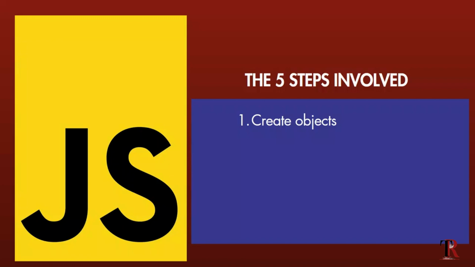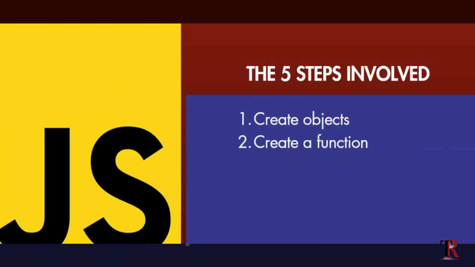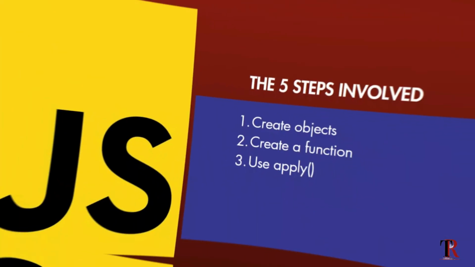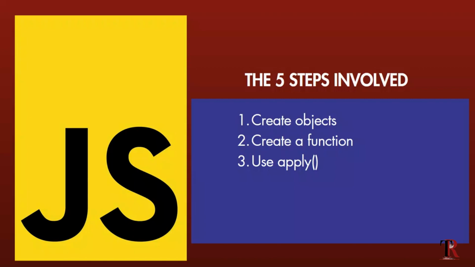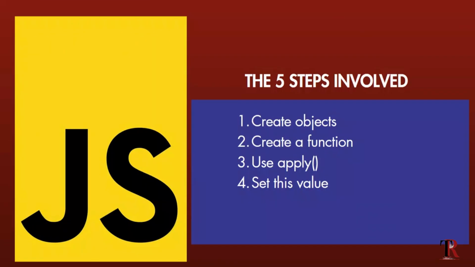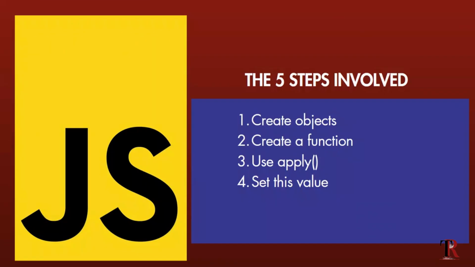Number 1, we are going to create objects. Number 2, we need to create a function. Step 3, we will use the apply method or function. Step 4, we will set this keyword value. And lastly, which is step 5, we return results.